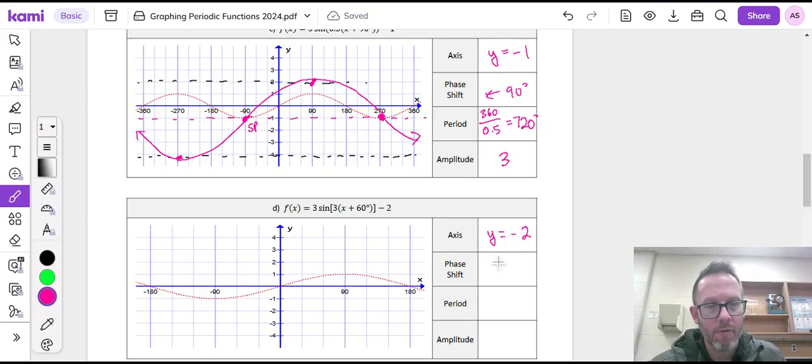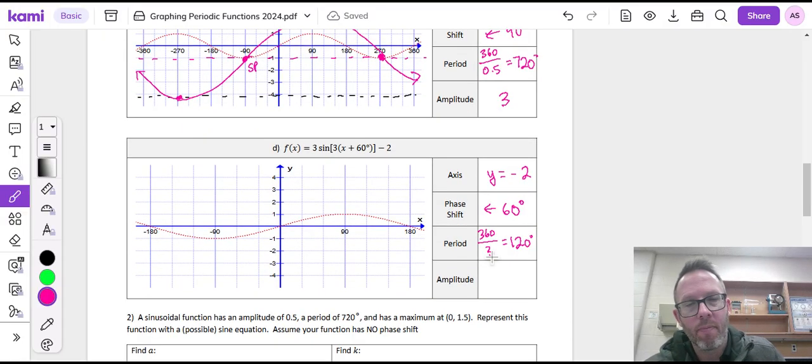Read off all these properties. Axis is y equals -2. X plus 60 means we're going to move right 60 degrees. The period, since I'm multiplying x by 3, it's going to be 360 divided by 3. The period will be 120 degrees. And my amplitude is 3.